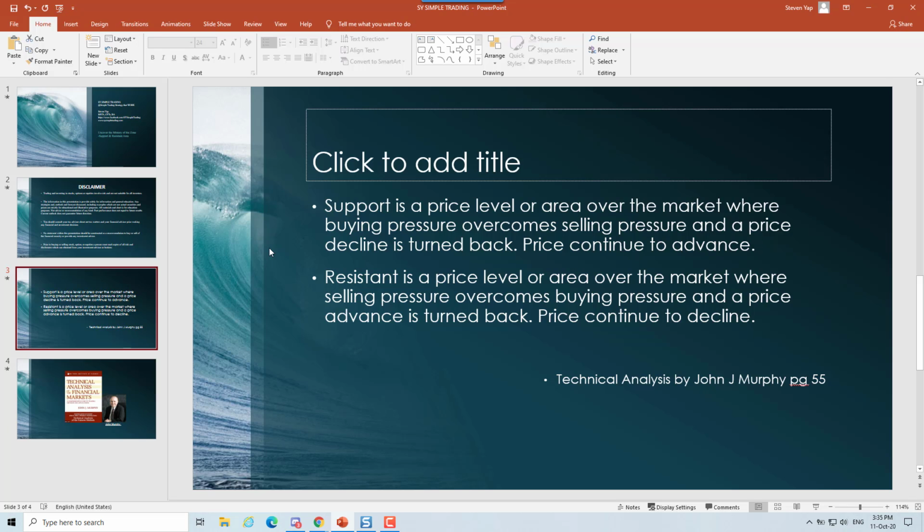The price continues to decline. This definition is taken from Technical Analysis by John Murphy, page 55.